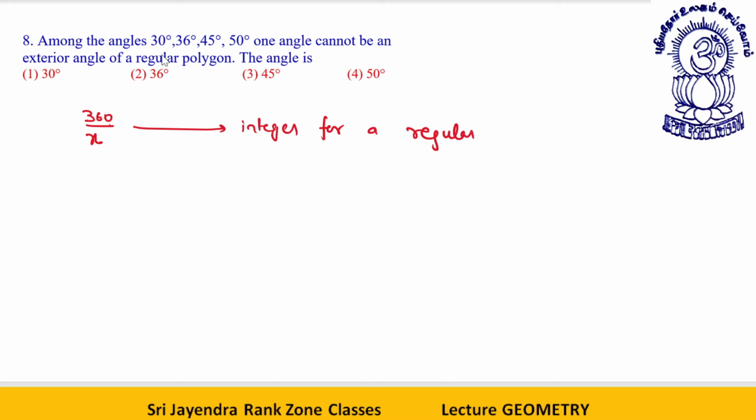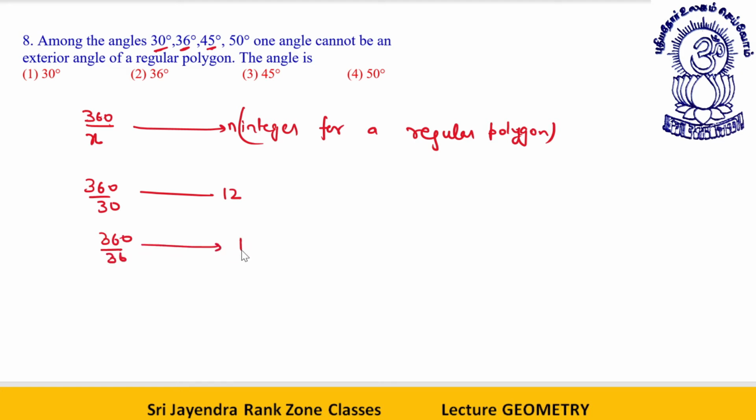If 360 degrees is completely divided by any of these, then 360 degrees divided by this gives you n, gives you the number of sides as n. So it should be an integer for a regular polygon. If this does not give you a whole number, then how will it be a regular polygon? See, first is 360 divided by 30. This gives you 12.